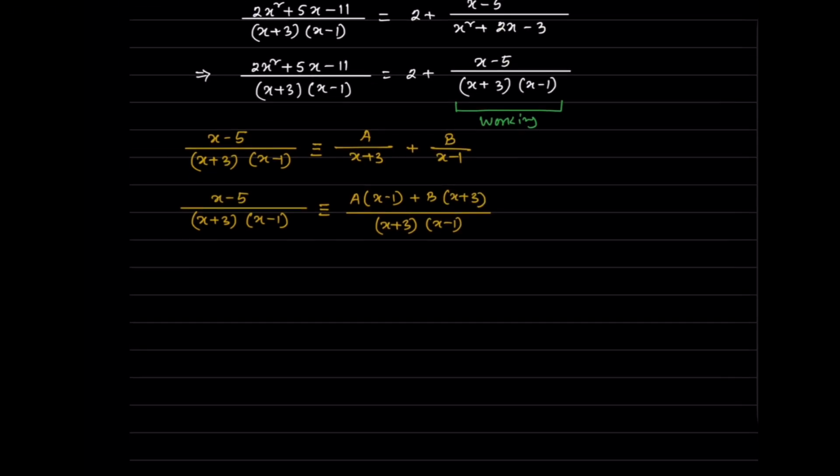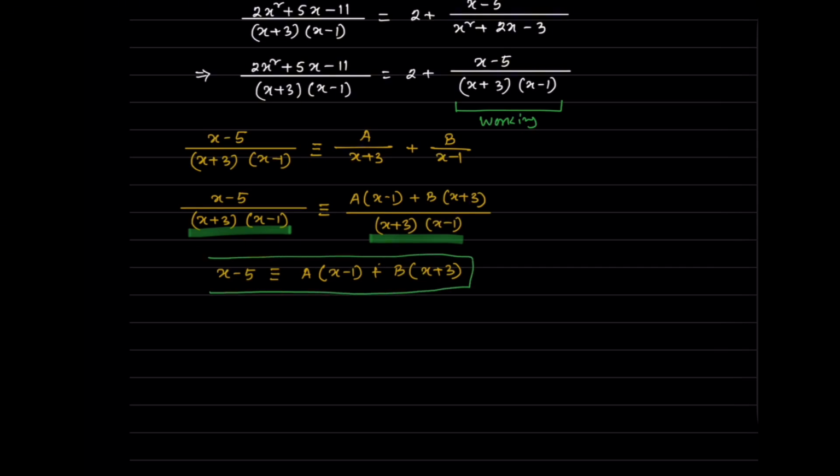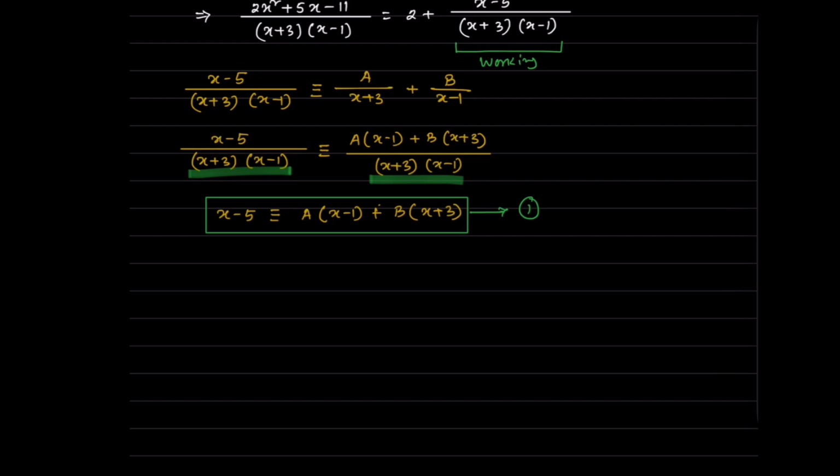From both sides we can remove these denominators, because the denominators are the same on both sides, and we can write x minus 5 is identical to a into x minus 1 plus b into x plus 3, and this is our main equation number 1. Now we need to take one by one factor as 0. You already know how to do that, and we can find our a and b values.